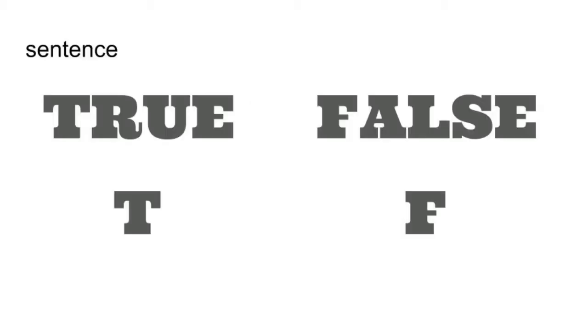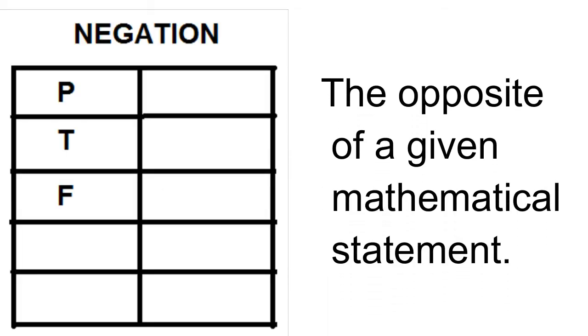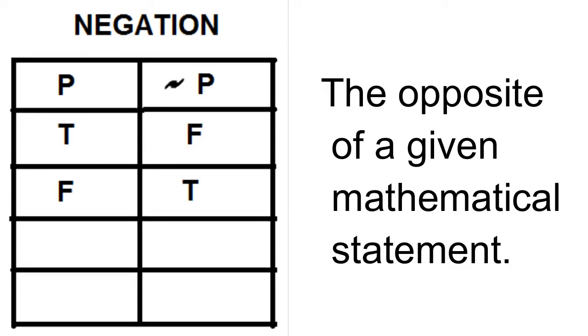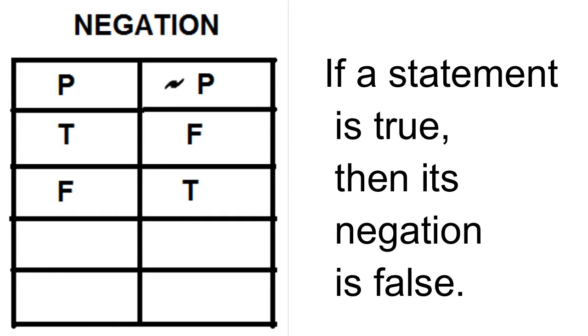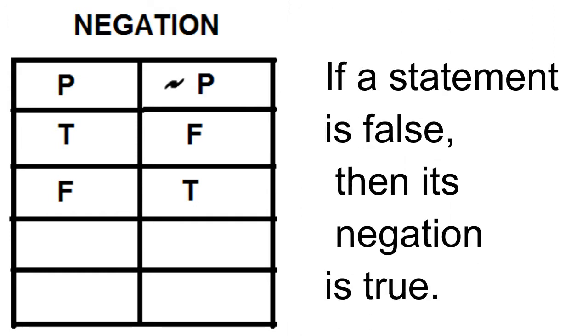Sentences. In mathematics, a sentence can be answered by true or false. Let's start with the opposite of a given statement. P can be true or false. The opposite of true is false, and the opposite of false is true.